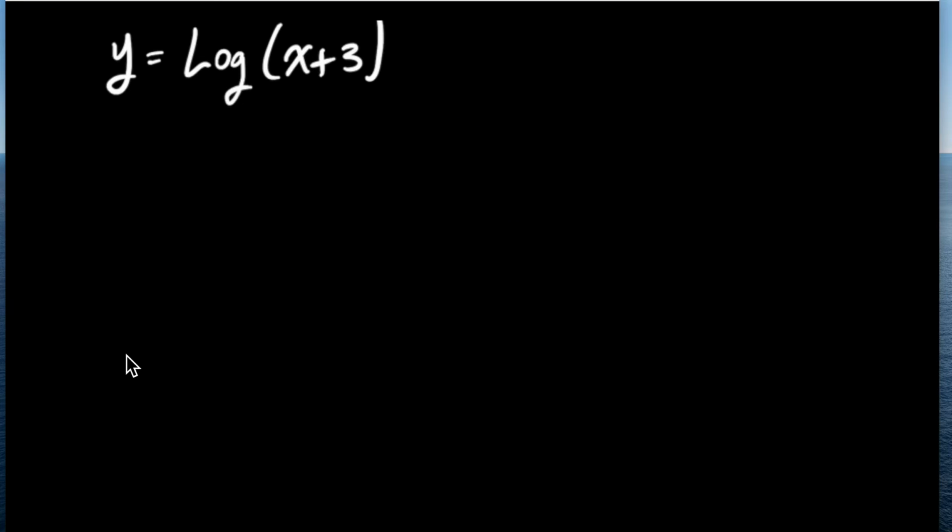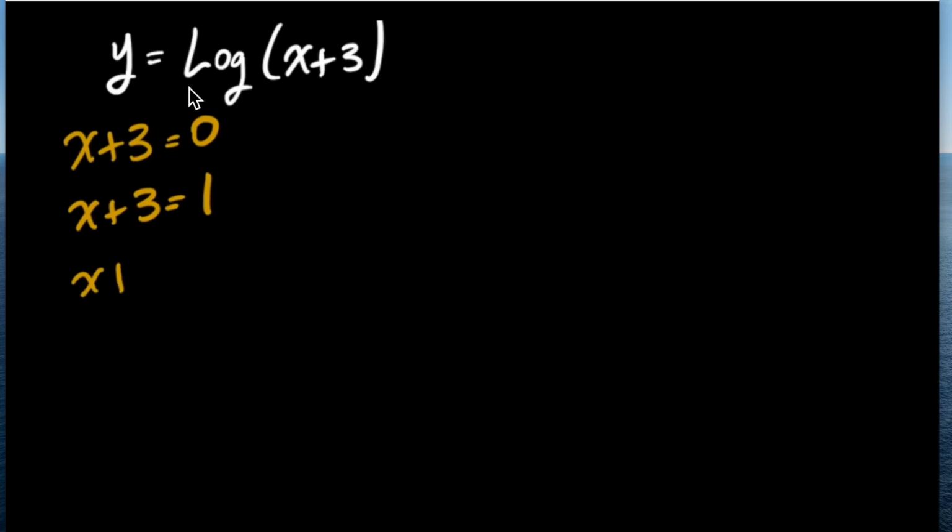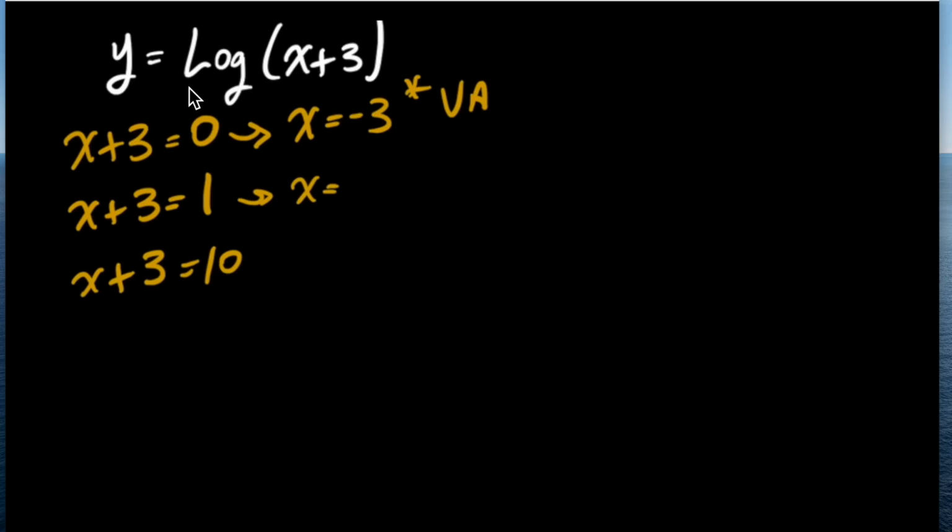In our next example, we see a relatively similar problem. We have a transformation with a constant inside the argument. We're going to take our argument and we're going to set it equal to 3 things: 0, 1, and the base. The base is 10. Here, we're going to get x equals -3. This is going to be our vertical asymptote. Here, we're going to get x equals -2. And here, we're going to get x equals 7.